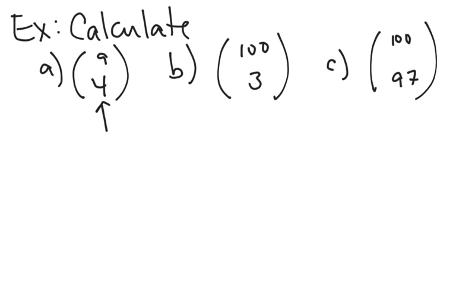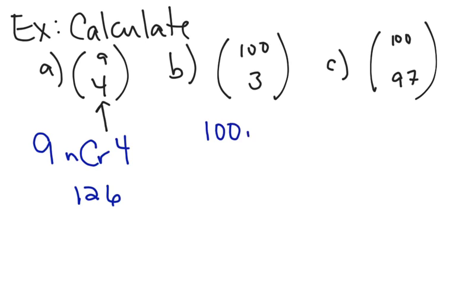This would represent raising a binomial to the 9th power and asking you to find the 5th term. Remember that r is the term you're looking for minus 1. So if you go put that in your calculator, you should type in 9 nCr 4. When you do that, it should tell you the answer is 126. In B, this would represent the power of 100 in the binomial, and you're finding the 4th term. So you do 100 nCr 3, and the answer should give you 161,700.